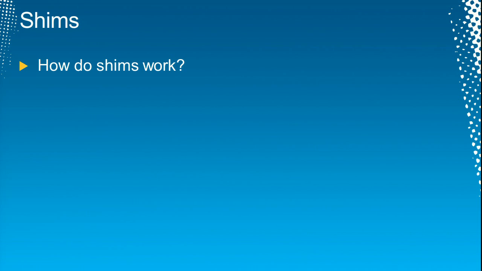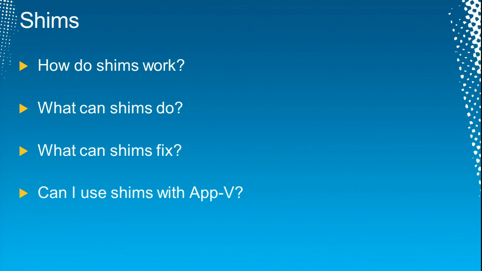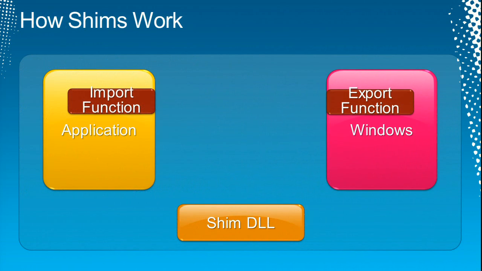And I do want to make sure that this is accessible to most people while still being sufficiently nerdy for my geeks. So how do shims work? What do they do? What can they fix? And another interesting question that's coming up a lot lately is, what about App-V? How they work is based upon a bit of magic in terms of how we implement DLLs in Windows.